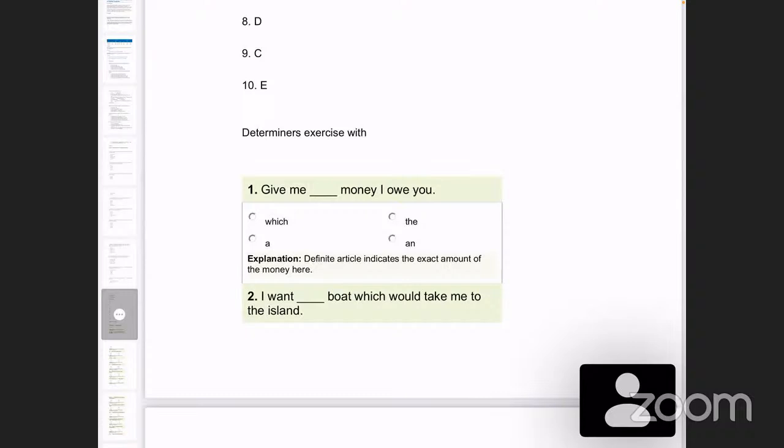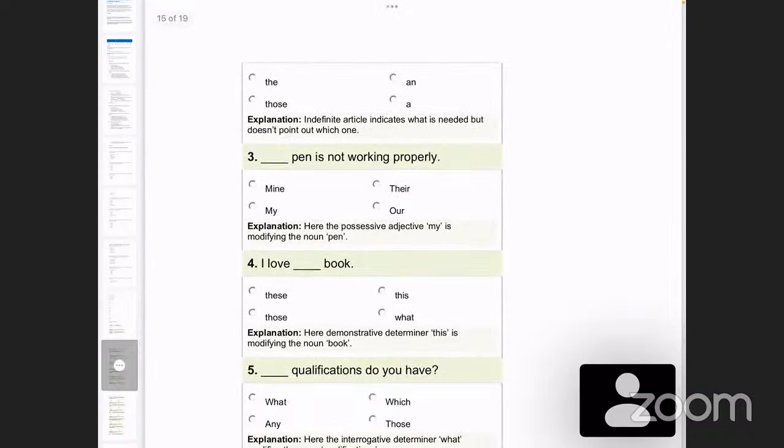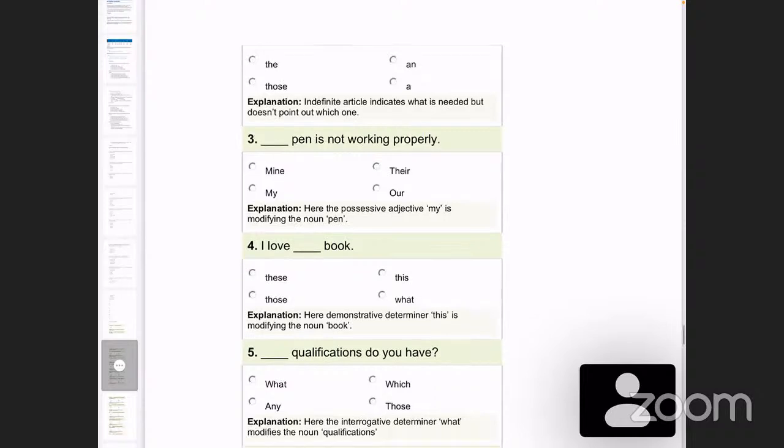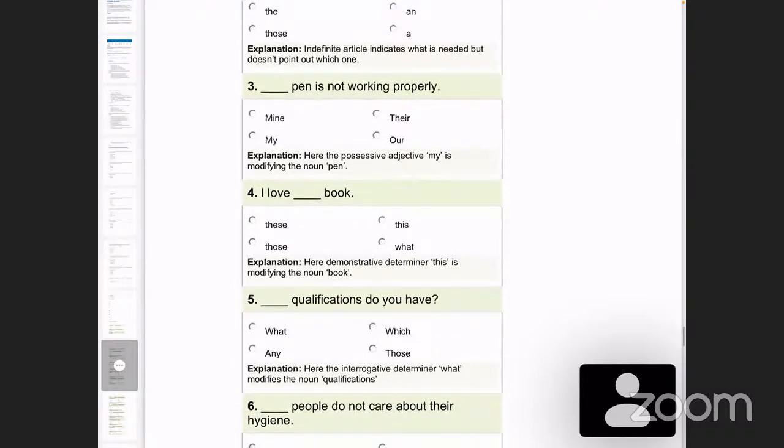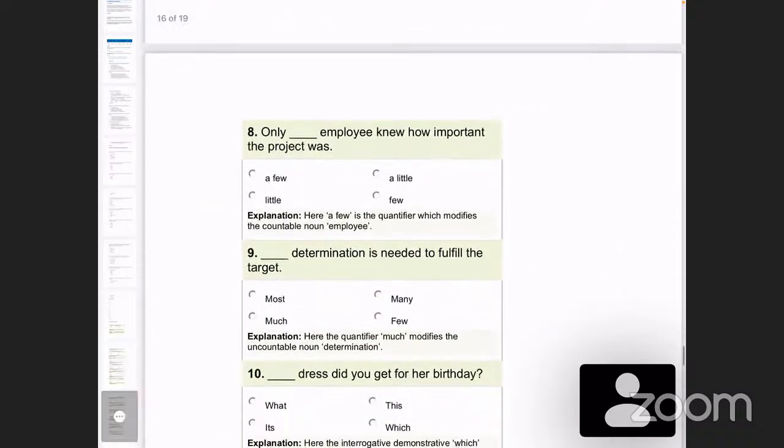I want dash boat, which would take me to the island. Dash pen is not working properly. So for example, my pen is not working properly. I love dash book. I love this book. Dash qualifications do you have? What qualifications do you have? Dash people do not care about their hygiene. Could you pour me dash water, please?